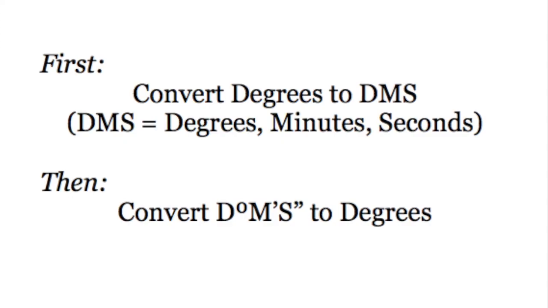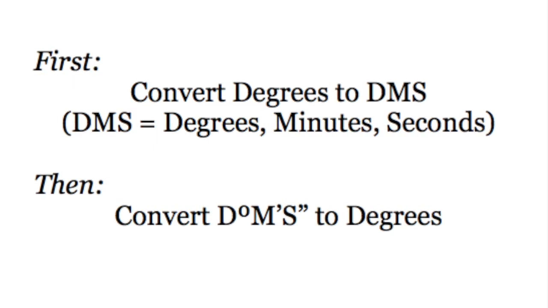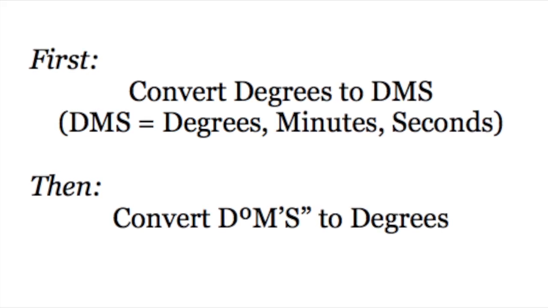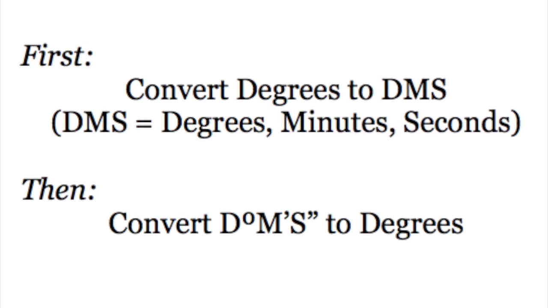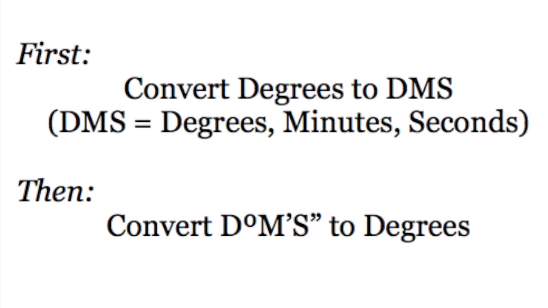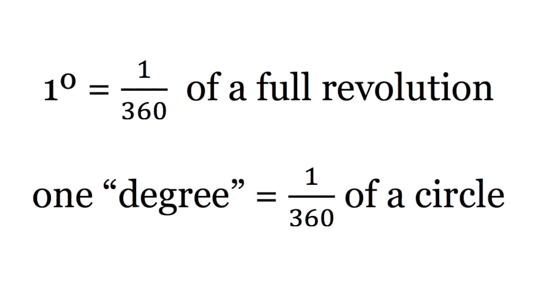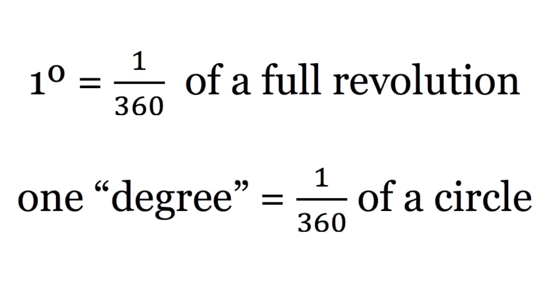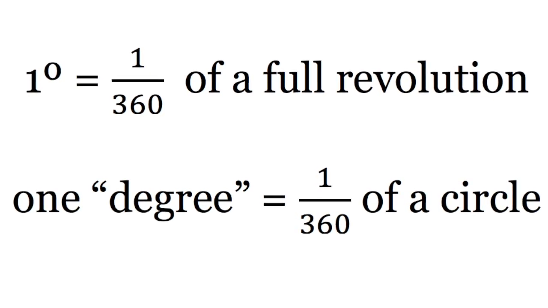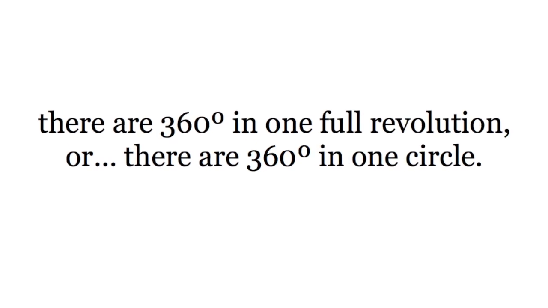So let's go over all of this again. First, we're going to be converting from degrees to DMS. DMS is the abbreviation for degrees, minutes, seconds. And it's a more specific way to talk about angle measure. It's important to remember that 1 degree is really 1/360th of a full revolution, or 1 degree is 1/360th of a circle. This means that we'll have 360 degrees in 1 full revolution, or 360 degrees in 1 circle.